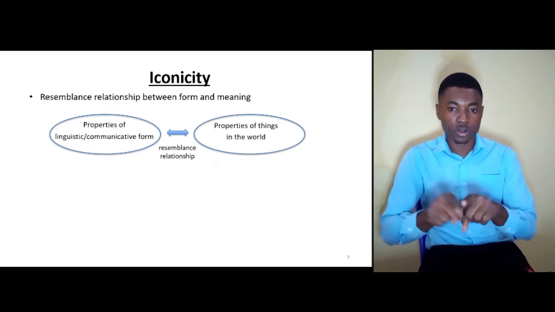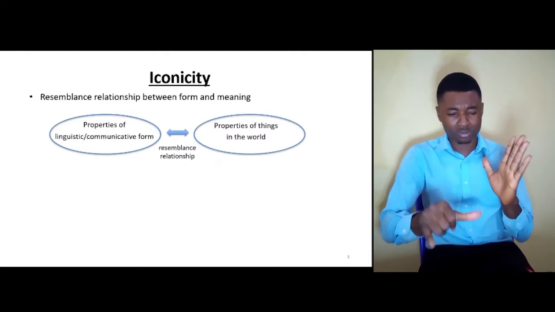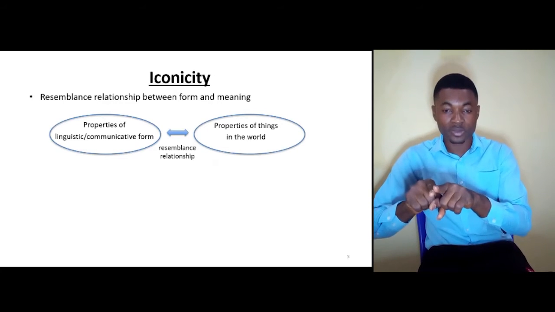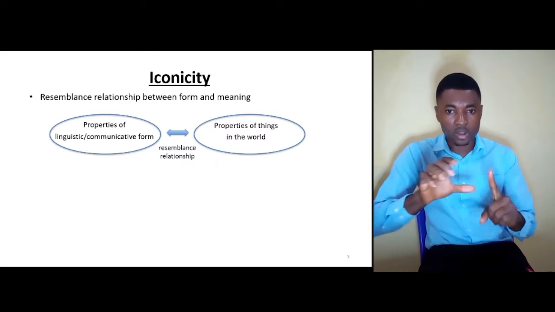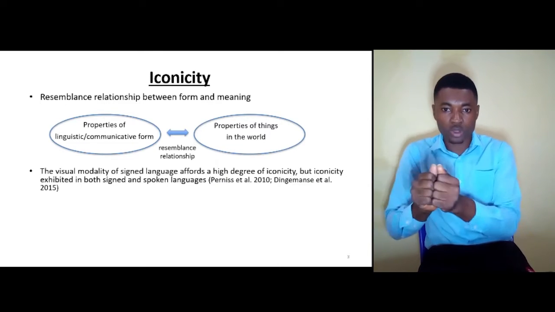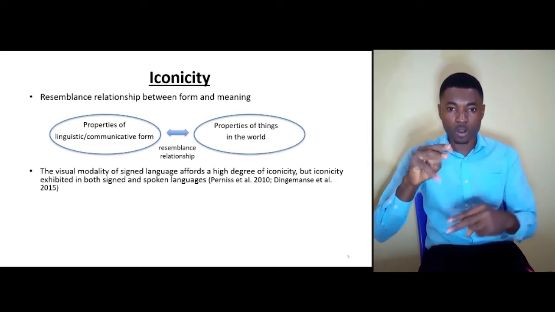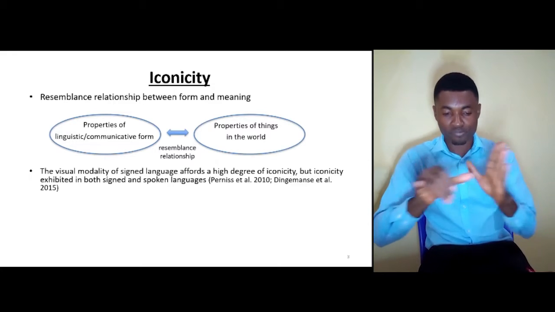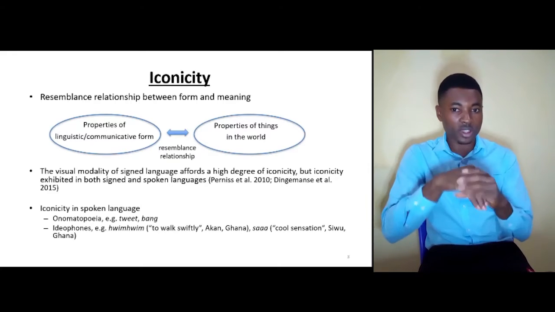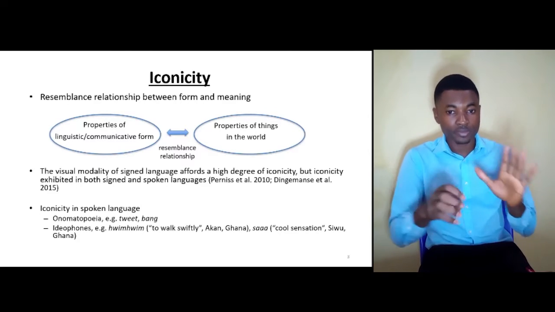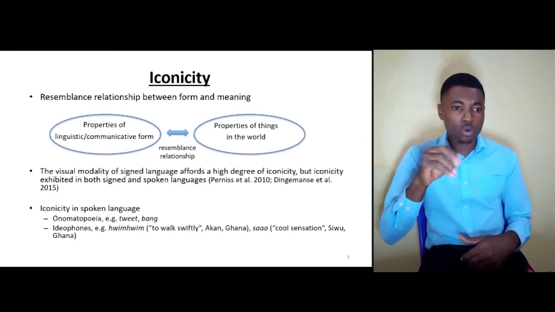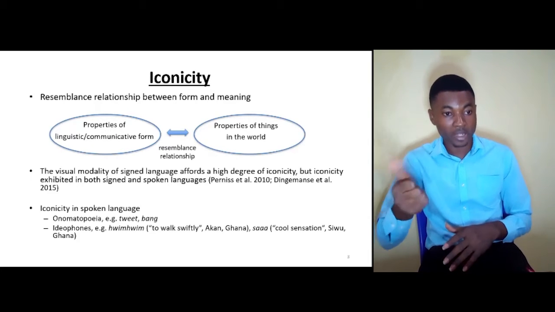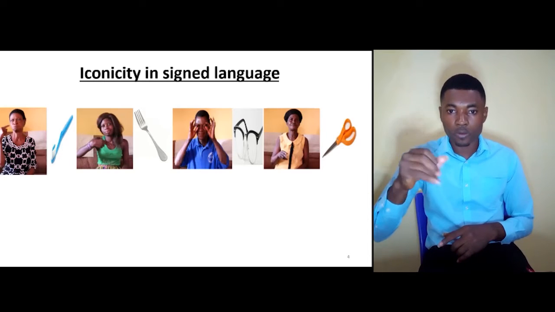Iconicity is the resemblance relationship between form and meaning. That is, the properties of the linguistic form have a resemblance relationship with the properties of the things in the world. The visual modality of sign language affords a high degree of iconicity, but iconicity is exhibited in both spoken and signed languages. An example of iconicity in spoken language is onomatopoeia, for example tweet or bang, or ideophones, for example wiem wiem in Akan, which means to walk swiftly.